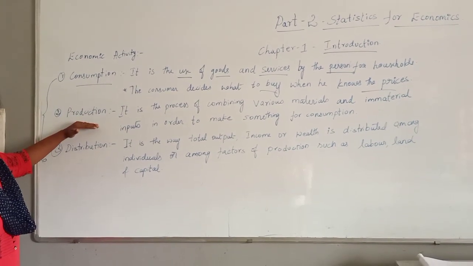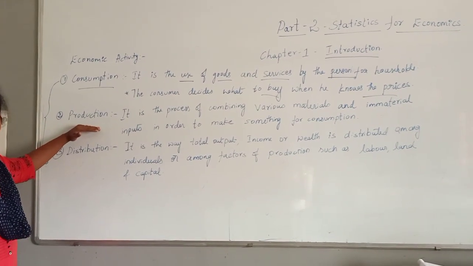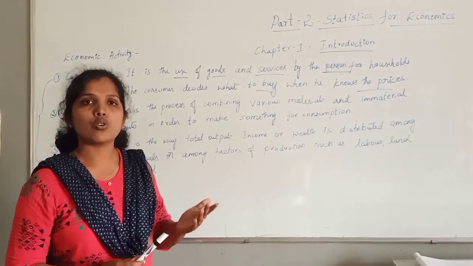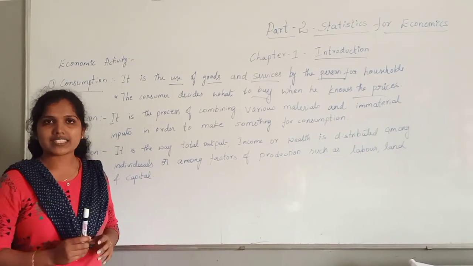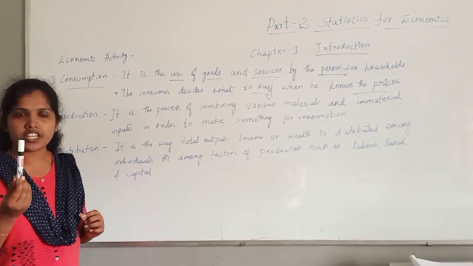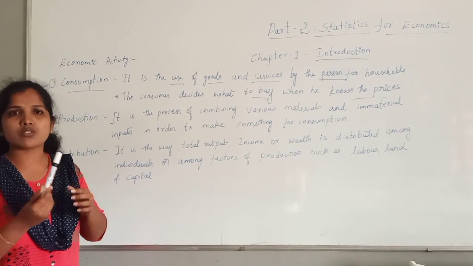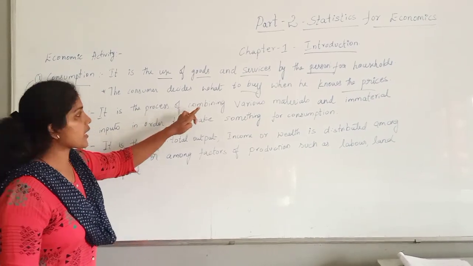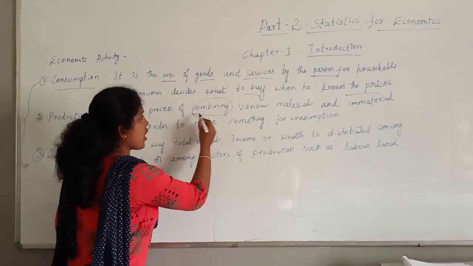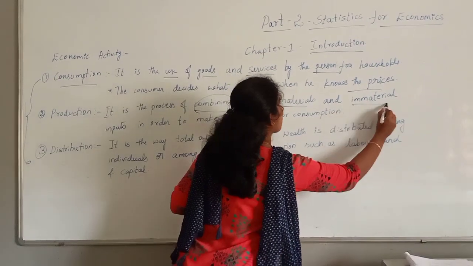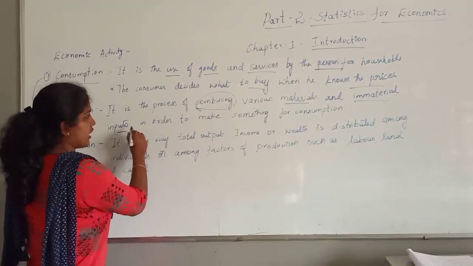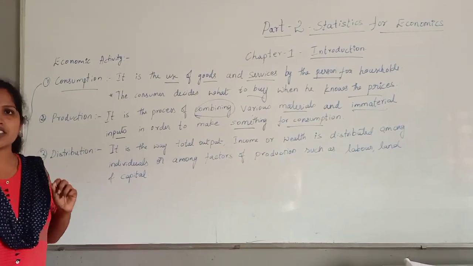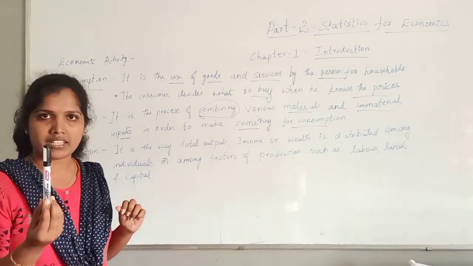Next, it is production. Okay, what is production? It's nothing but the process of producing goods or services. For example, if I want to use the pen, it should be produced. This is known as production. So you can understand, it is the process of combining various material and immaterial inputs in order to make something for consumption. I told you, being a consumer, I'll buy the marker.